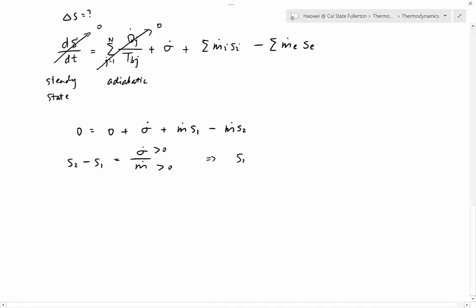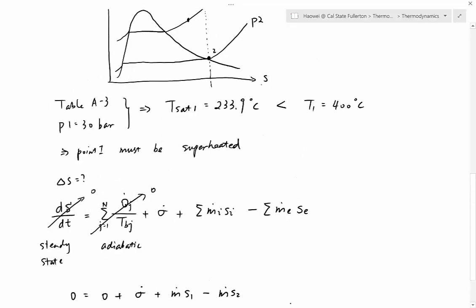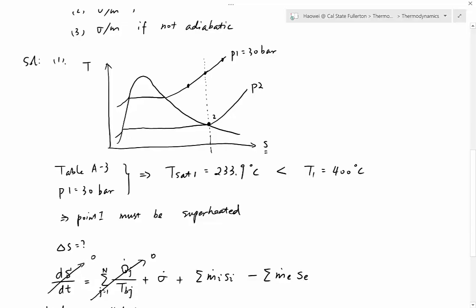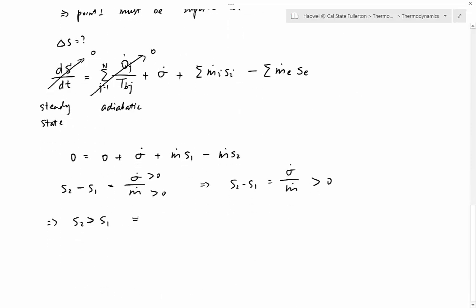Then we must say S2 minus S1 equals sigma dot over m dot. The whole thing must be positive. So we can say S2 must be greater than S1. If S2 is greater than S1, that means the x coordinate, which is S, is becoming bigger. The x coordinate becomes bigger, then 1 to 2 must be to the right. Our conclusion is 1 to 2 must be to the right because the x coordinate becomes bigger.